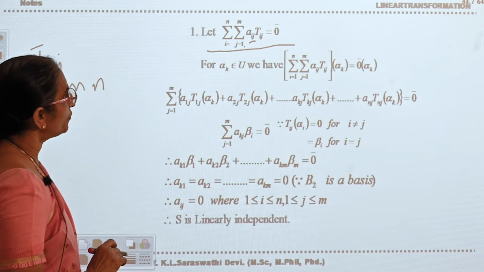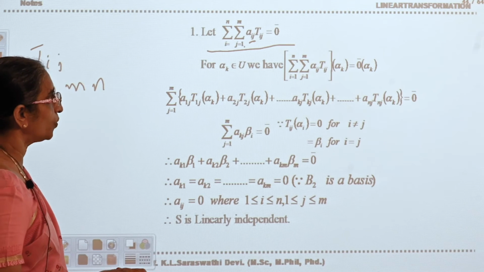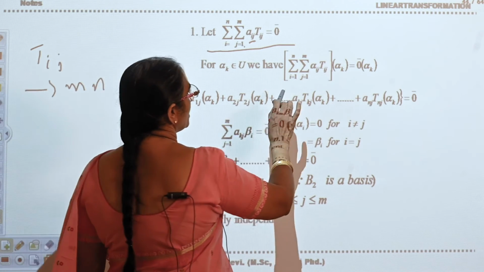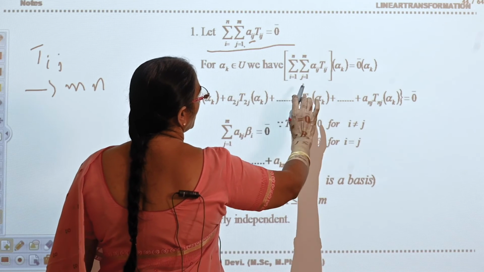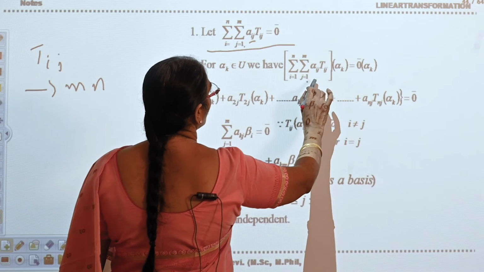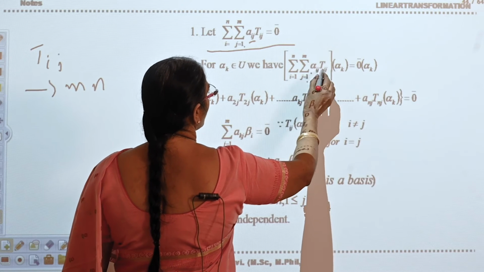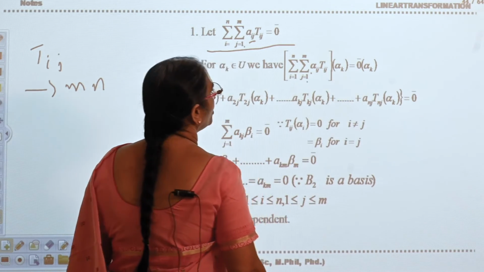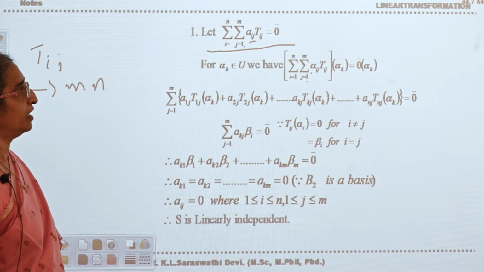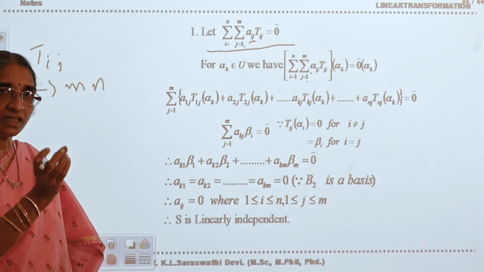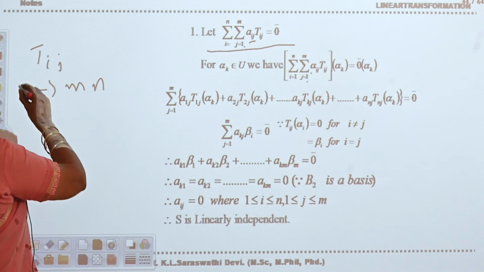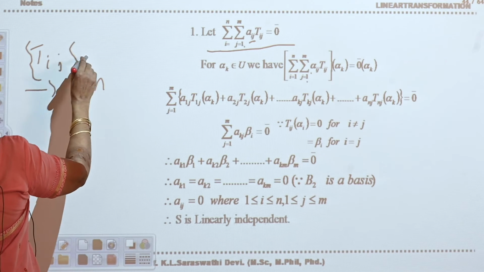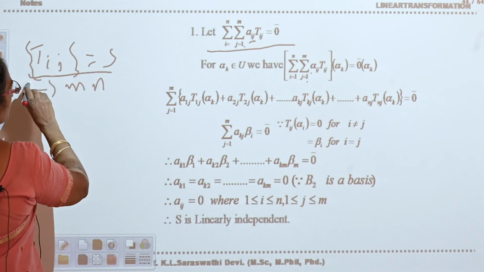Okay. Now for alpha k belonging to U, we have the sum over i equal to 1 to n, j equal to 1 to m, of aij Tij(alpha k) is equal to 0 bar (alpha k). You are considering the linear combination of the elements of the set S. This is the set S, is it? This is S.